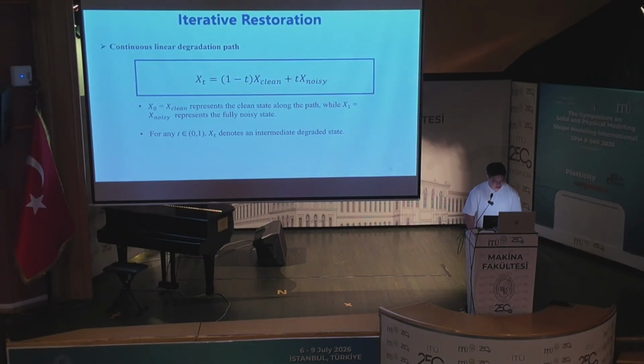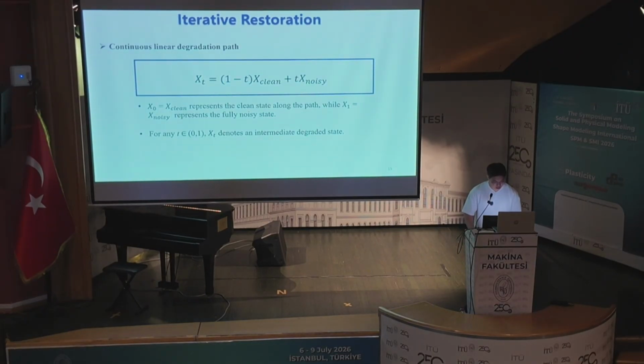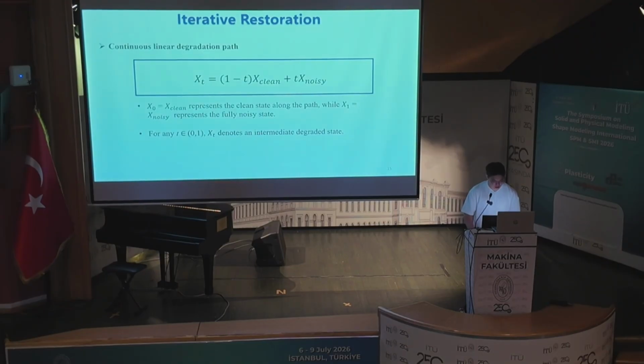The first component is the continuous linear degradation path. We define T as the degradation level. When T is 0, the state is the clean point cloud. When T is 1, the state is the fully noisy point cloud. For any intermediate T, we linearly interpolate between the clean and noisy states. This gives the model explicit guidance about how geometry degrades from clean to noisy. More importantly, it provides a simple path that can be reversed during inference.